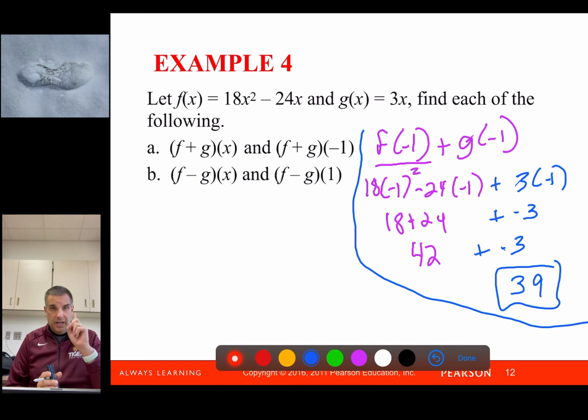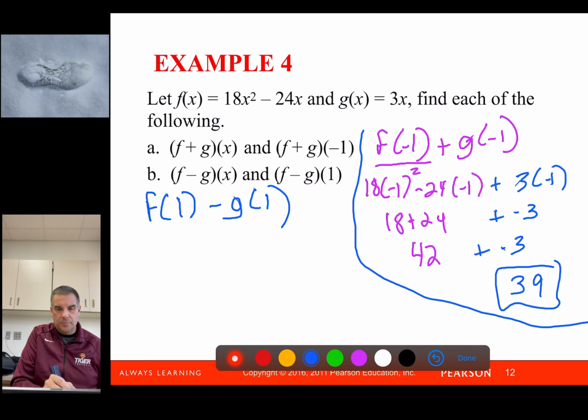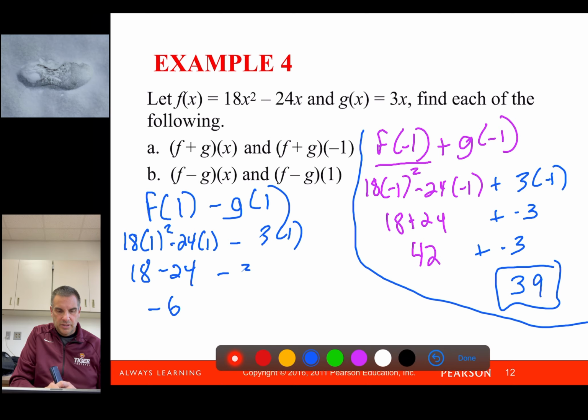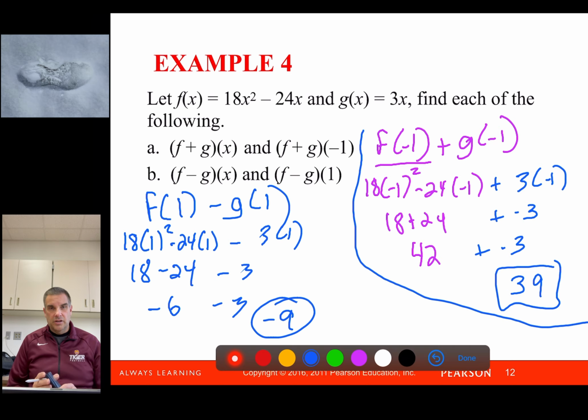In part B, they're evaluating at 1 instead of negative 1, and we're going to subtract them. So it's essentially going to be f of 1 minus g of 1. So f of 1, in the f function, anywhere I see an x, I'm going to replace it with a 1. And I'm just going to solve this first. So that's 18 minus 24, because it's just 1 now, so it's minus 24, so that's negative 6, minus g of 1. So g of 1 is going to be 3 times 1, which is just minus 3, which is minus 9. So there are your solutions.